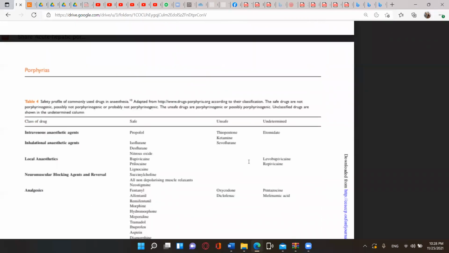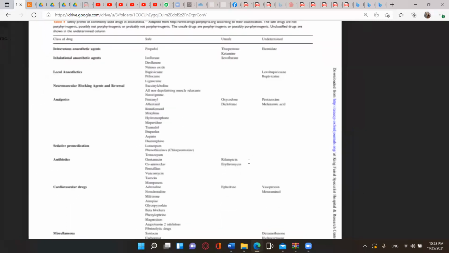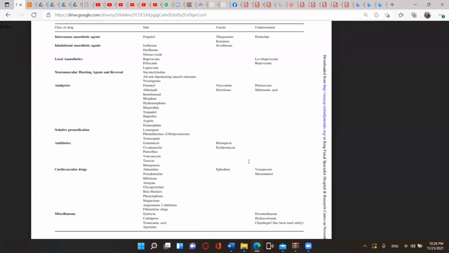Drugs, it will be shown here, I think. The drugs in porphyria, yes. Okay. Can you hear me and see this chart?